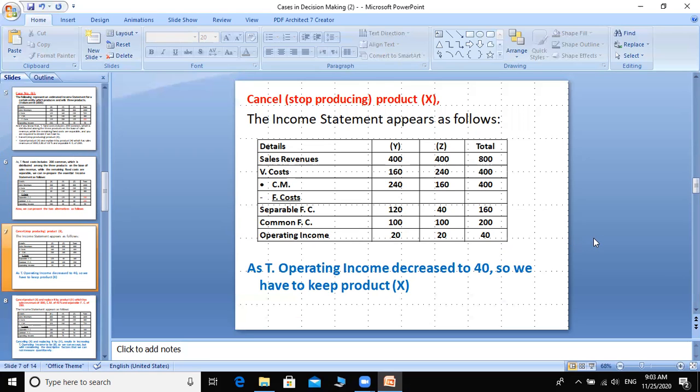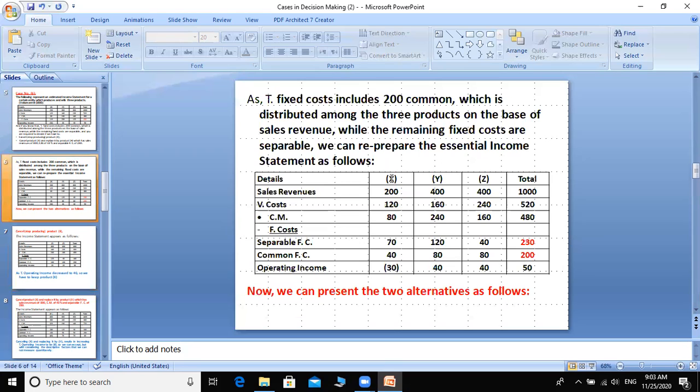Can you solve it by shortcut? Yes. By differential approach? Yes. Look with me. Canceling X means the 80 will not come.